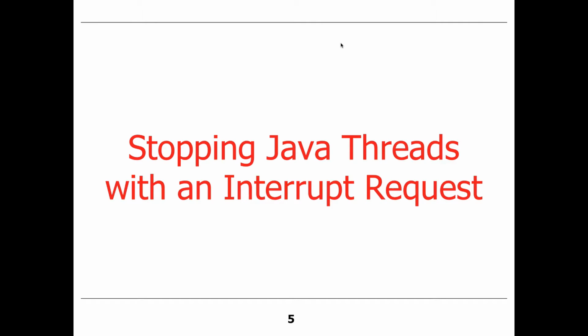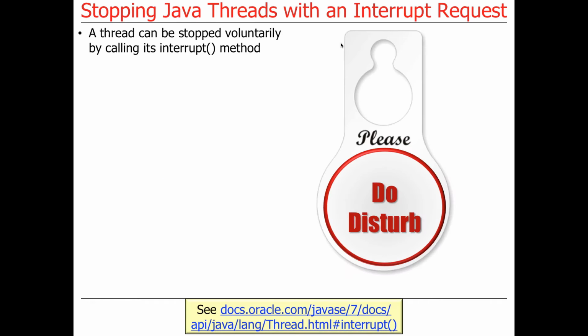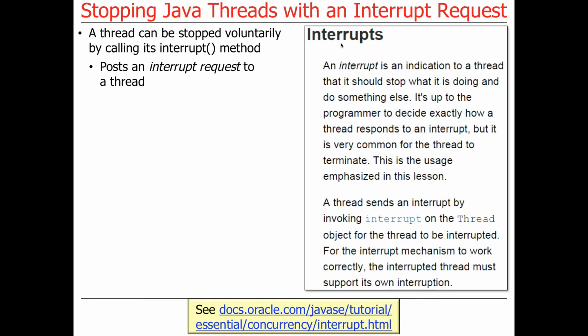So let's talk about how you stop Java threads with an interrupt request. You probably recall that Java threads cannot be involuntarily stopped in a portable way. So there are a couple of different ways to stop them voluntarily. Using a volatile Boolean flag is one approach, but we talked about why that had some deficiencies. In particular, if you're in a blocking call, then using this flag doesn't really help you. The other way is by calling the interrupt method, which is used to disturb a thread. And we'll talk about what happens when that occurs.